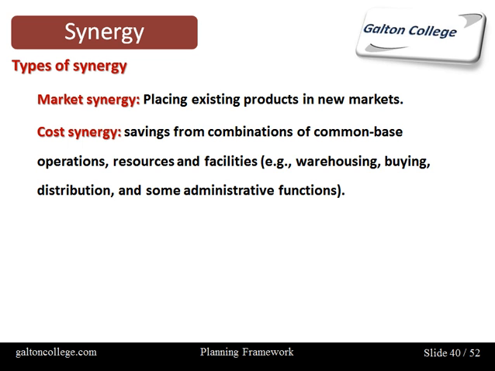Cost synergy, well, savings from combinations of common based operations, resources and facilities, e.g. warehousing, buying, distribution and some administrative functions. If a business has a product running and it's working in the market, then the chances are it will have some sort of warehousing for that product, if it's a physical product. It'll have warehousing, it'll have a buying function, distribution, it may have a fleet of lorries or vans. It'll have some administrative function.